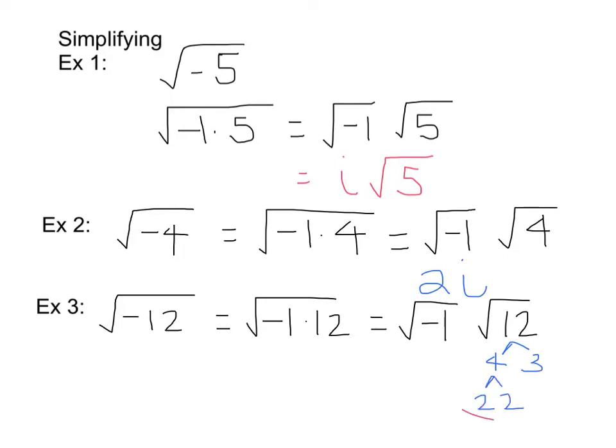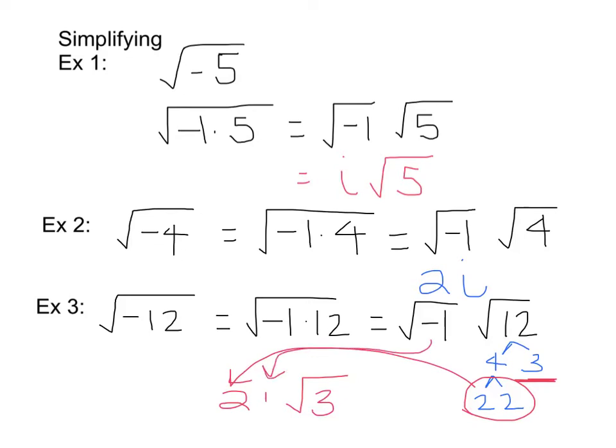Remember, you have to circle two of the same numbers, and so since there are two 2's, that 2 is going to come out in front. Since this 3 isn't circled with anything, the 3 stays under the radical. You don't use the 4 because you broke down the 4 into the 2 and the 2. And then lastly, the square root of -1 is i, so your answer is 2i root 3.